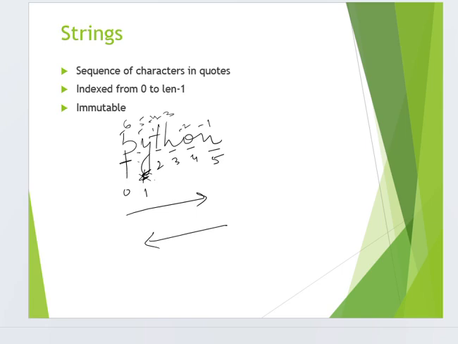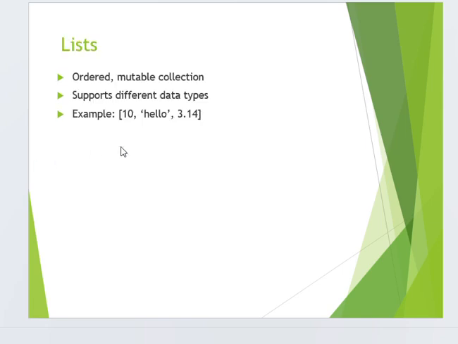Let's move to the next data type, list. Now what are lists? Lists are ordered mutable collections. The values are separated by commas, and all the values need not be of the same type. Let's take an example here. 10 is the first element of the list, hello is second, and 3.14 is third. 10 being integer, hello being string, and this is float. So this complete thing is making one list. The thing is that a list is always in square brackets.